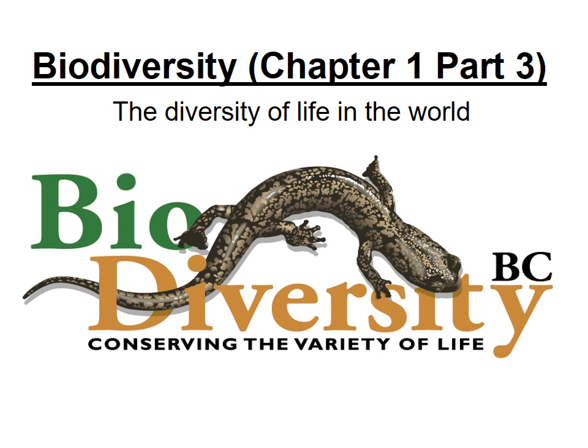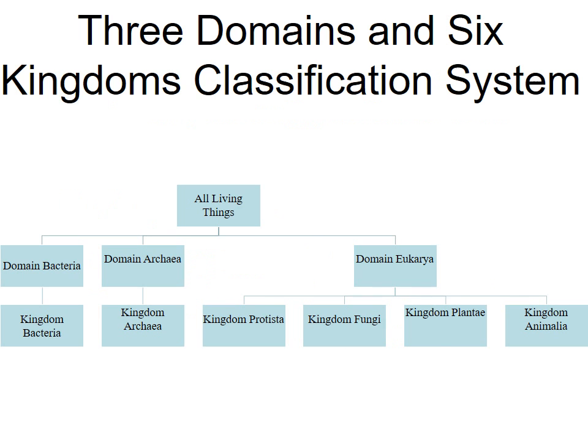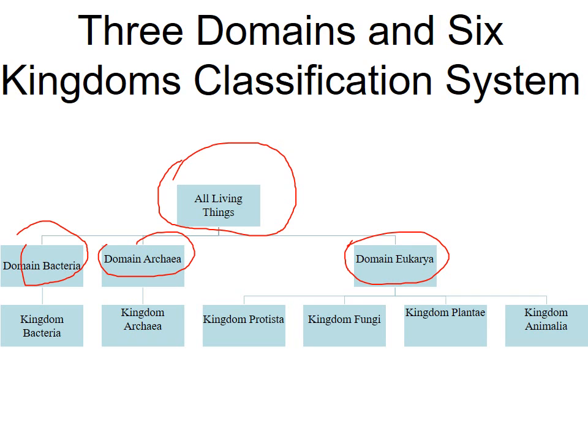In this video, we're going to view the different kingdoms as they're classified under the three domains of life. As we mentioned in the previous lessons, all living things can be classified under three domains: domain bacteria, archaea, and eukarya. Each of those domains can further be subdivided. The domain bacteria is divided into the kingdom bacteria. The domain archaea is divided into the kingdom archaea. And the domain eukarya is divided into protist, fungi, plant, and animal kingdoms.